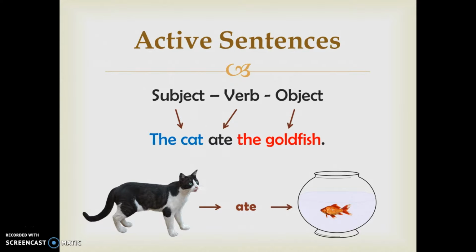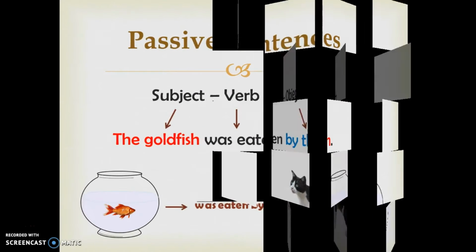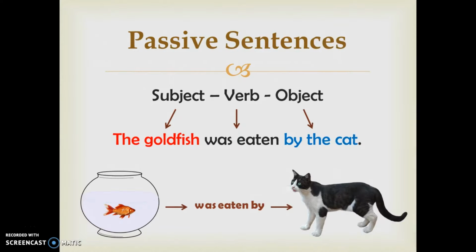If I want to change this to a passive sentence, what I'm going to do is flip that subject, verb, object order, and what was originally the object of our sentence in the active sentence, which is the goldfish, now becomes the subject of our sentence. And what was originally the subject now becomes the object. So you can see right here, we have switched the goldfish and the cat, and we've added a little word there in front of our new object, by. We're going to call that the by phrase.